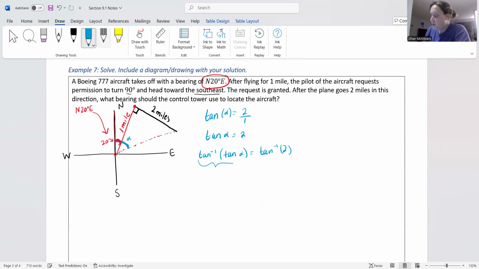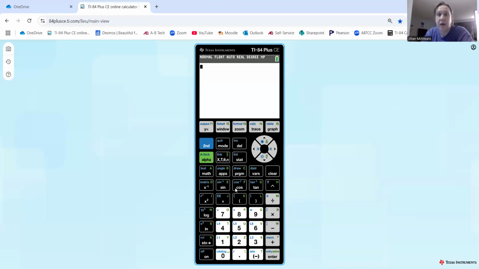The inverse tangent and the tangent just unravel each other, and what we're left with is alpha, and alpha equals inverse tangent of 2. So let's figure out what inverse tangent of 2 is. We go to the calculator. You definitely want to make sure you're in degrees here. I know I'm in degrees, make sure you are. We go second tangent, plug in a 2, and we get 63. Let's go 2 decimal places, so we get 63.43 degrees.